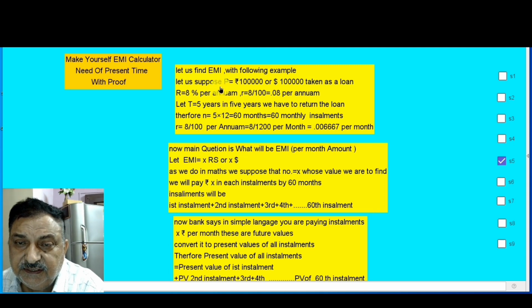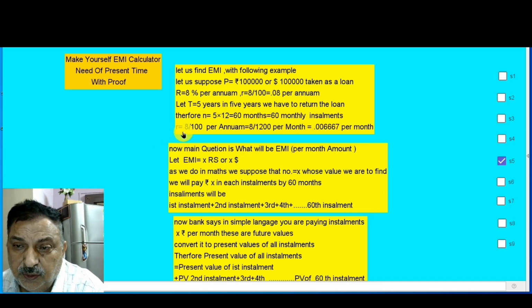Let us find EMI with the following example. Let us suppose P is equal to rupees 1 lakh taken as a loan. Let R is equal to 8% per annum. Therefore, small r is equal to 8 over 100, which is equal to 0.08 per annum. Let T is equal to 5 years. We have to return the loan in 5 years. Therefore, n is equal to 5 into 12, which is 60 months, that is 60 monthly installments.